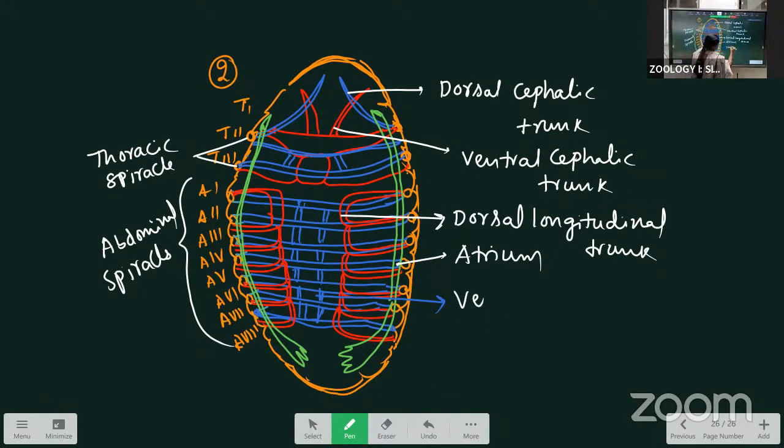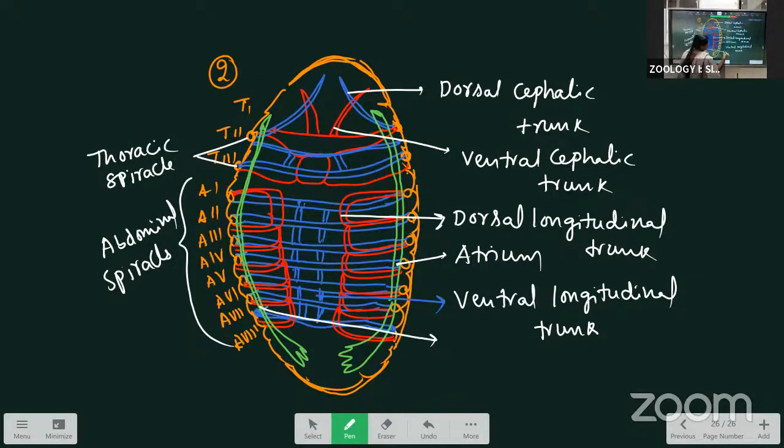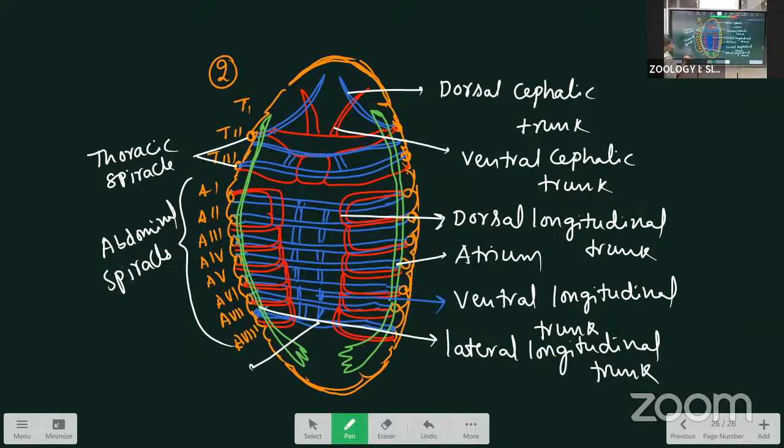Ventral longitudinal trunk. Next, green color, this one is the lateral longitudinal trunk. Commissural trachea.